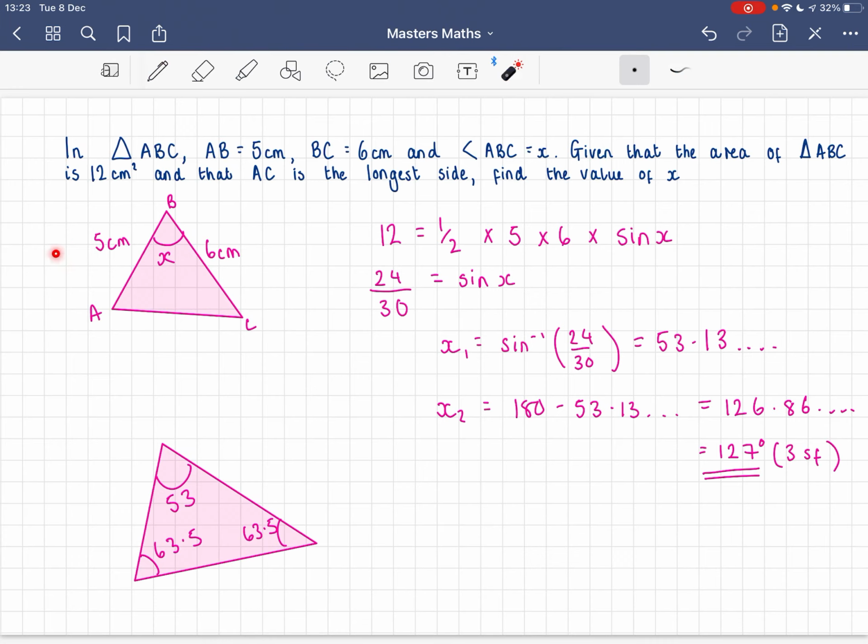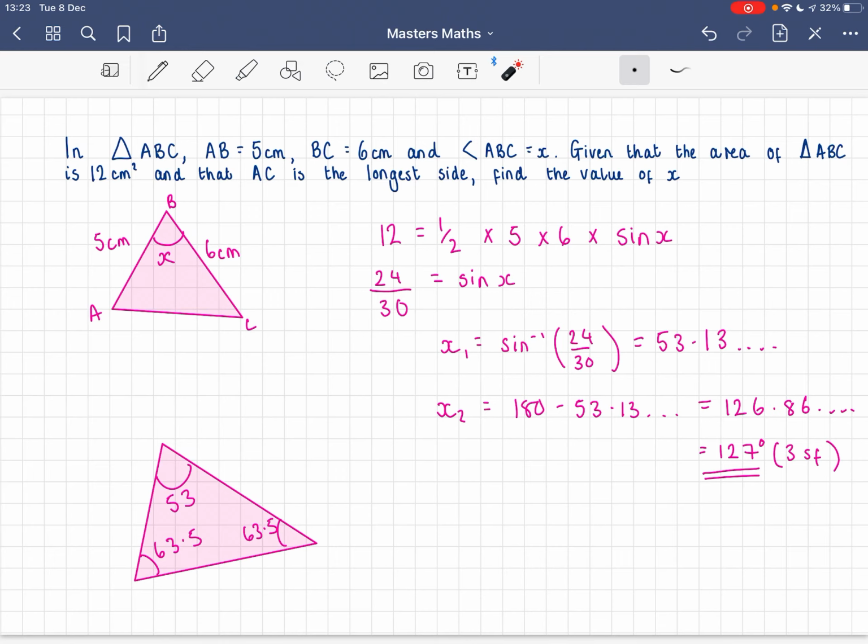So we could do 180 take away 53 is 127. If you half that, you get 63.5. Now this is not an isosceles triangle. This is 5 and this is 6. But your two angles, you could have one that is 63.4 and one that is 63.6. This is the smallest value that the next biggest angle could take.